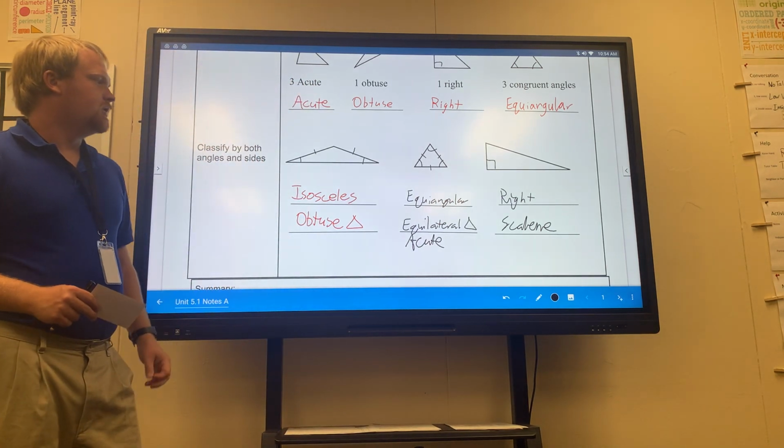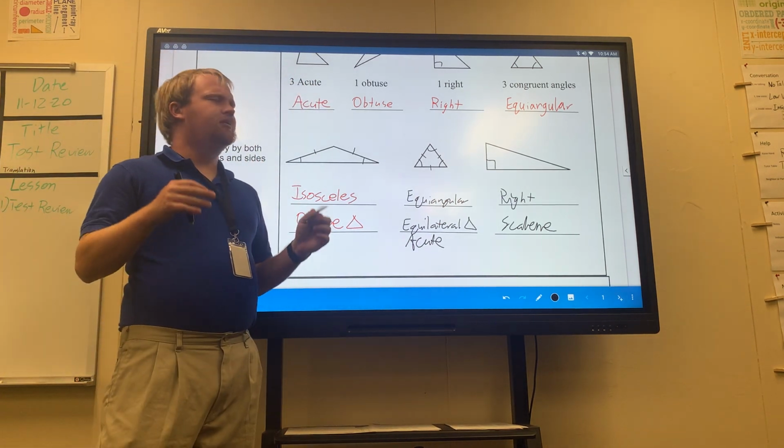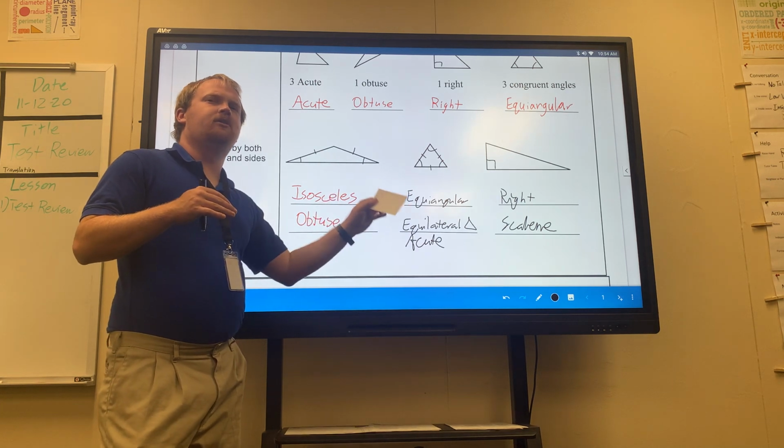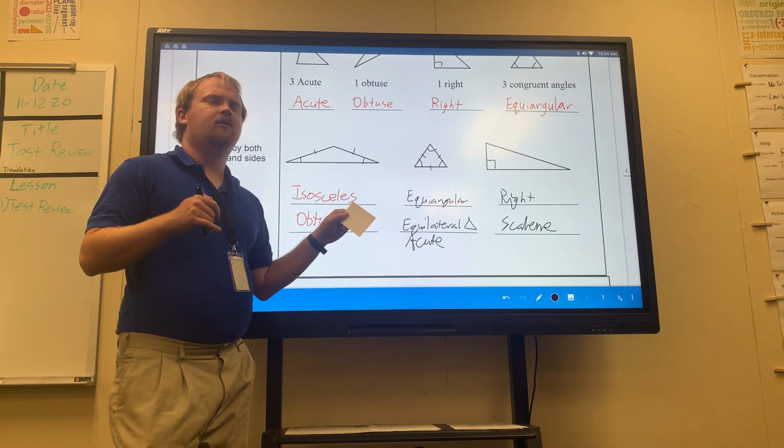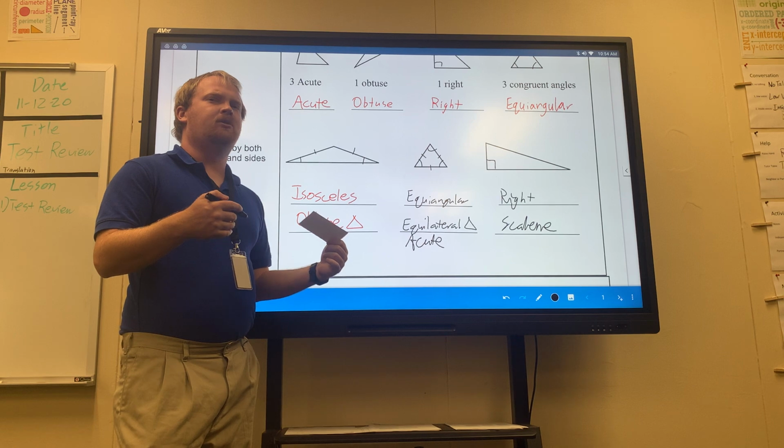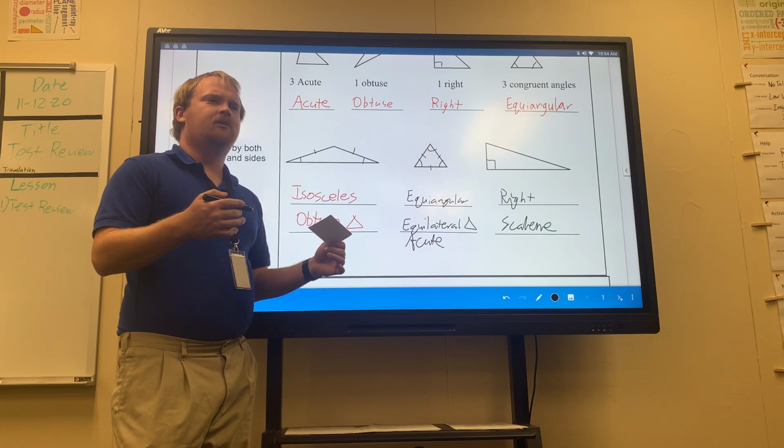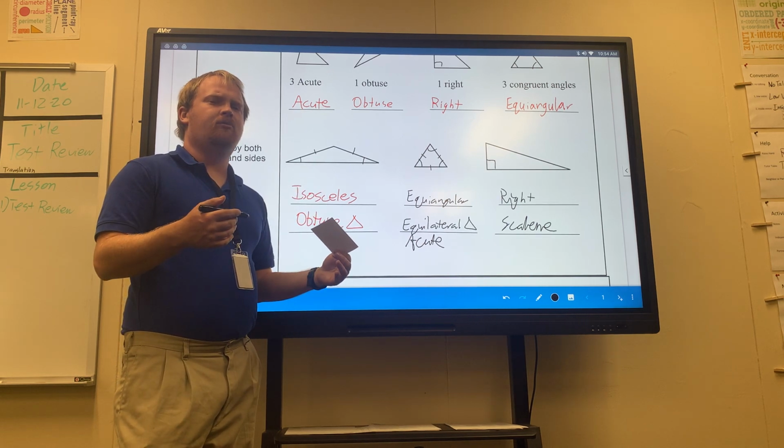Now, it's important to be able to recognize different types of triangles and be able to classify them, so that we can actually dig deeper into how we can investigate and get further with triangles.